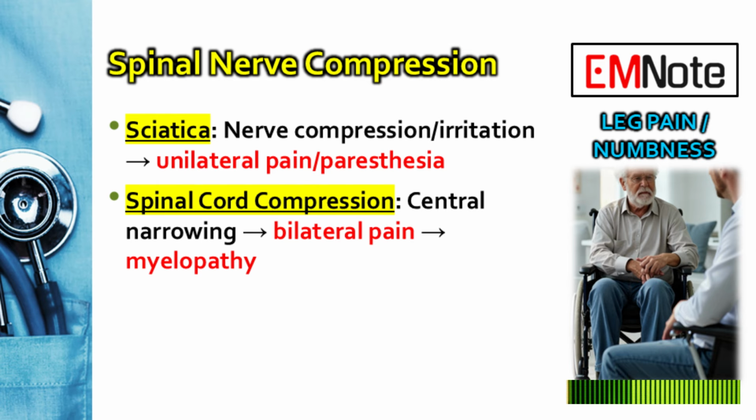First, spinal nerve compression or irritation, most commonly recognized as sciatica. This pathology involves inflammation or direct compression of a nerve in the leg or a nerve root in the spine, often leading to a unilateral pattern of pain and paresthesia. Closely related is spinal cord compression. This indicates a more severe, often central narrowing of the spinal canal, which typically results in pain and numbness with a bilateral distribution, raising the index of suspicion for myelopathy.